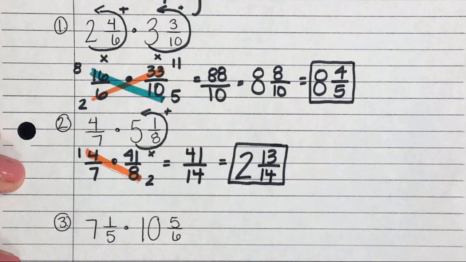Don't forget, follow your steps. First step, make it improper. And see if you can cross cancel anything. Then multiply straight across.